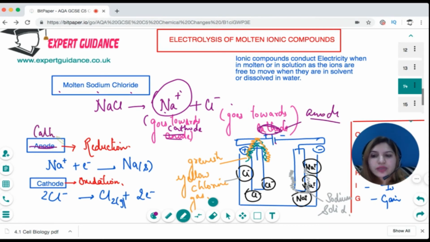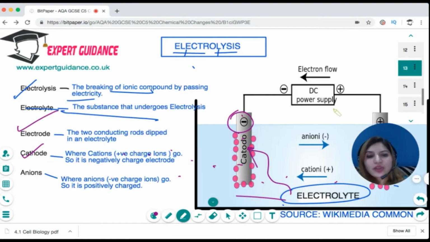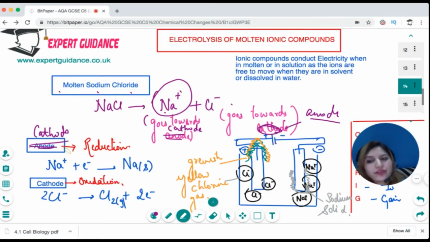Okay. Now, what will happen at the cathode? The sodium, which is positive, will gain an electron because the cathode is the negatively charged electrode, and converts into sodium solid. So you can see here, at the cathode, which is the negative electrode, sodium goes in, gains an electron and converts into sodium solid that starts to deposit. At the anode, which is the positive electrode, Cl- will lose an electron and convert into chlorine, which is greenish yellow. Chlorine gas will escape.